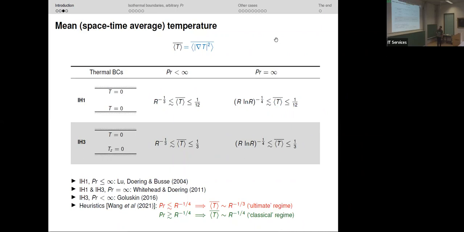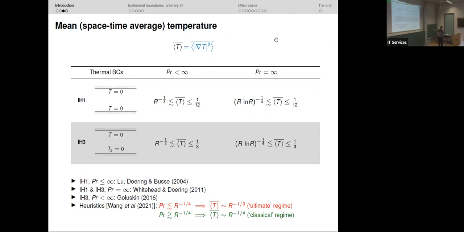So for this mean temperature, you can have upper bounds that are uniform, that don't depend on any of the parameters, and they are determined effectively by the purely conductive state, where there is no flow and the temperature is just conducting out of the domain. In this IH1 case, where both of the boundaries are held at a constant temperature, which I'm going to set to 0 without loss of generality, the heat is added in the domain uniformly, and it's being transported outwards by convection.